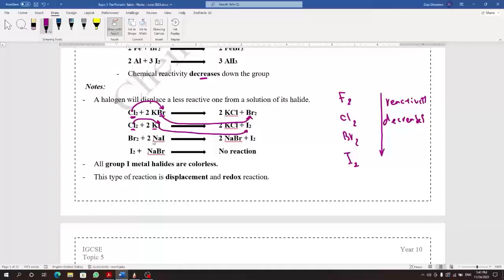Same for bromine and sodium iodide. Now, if you think about iodine and sodium bromide, is iodine more reactive than bromine? No, iodine is below bromine, meaning that iodine is less reactive. So iodine cannot replace bromine, so no reaction will happen.